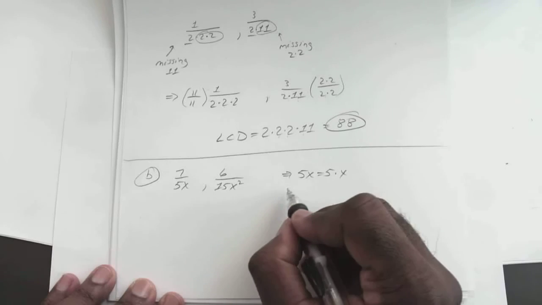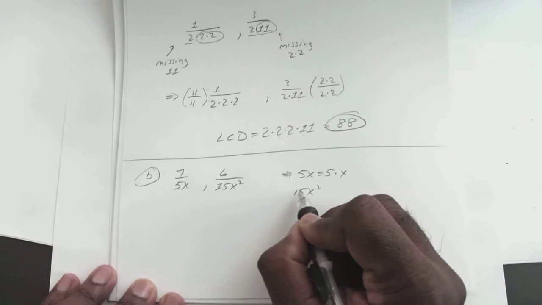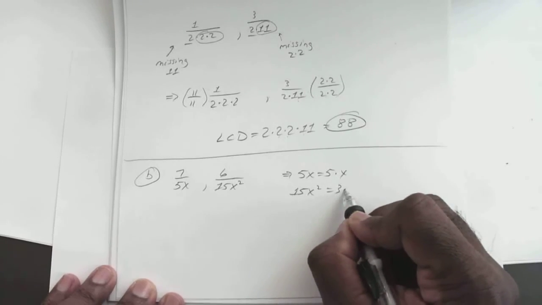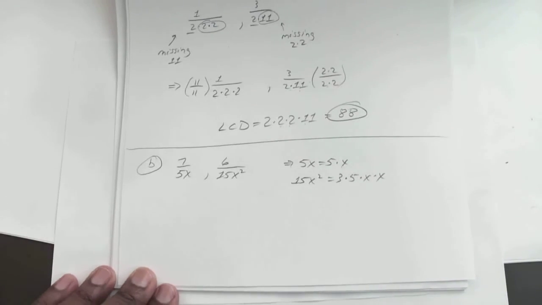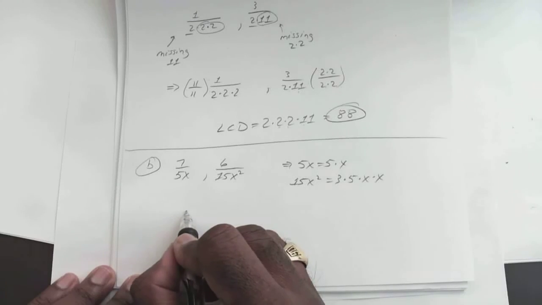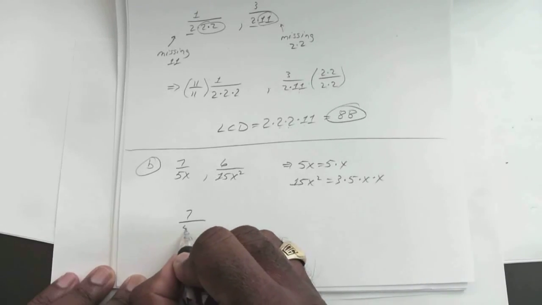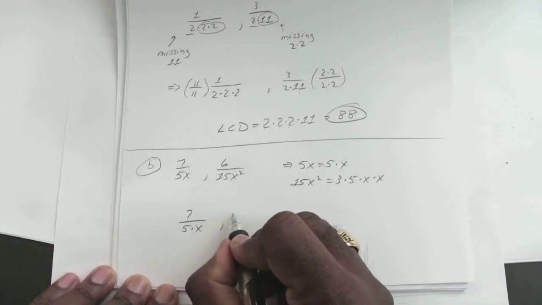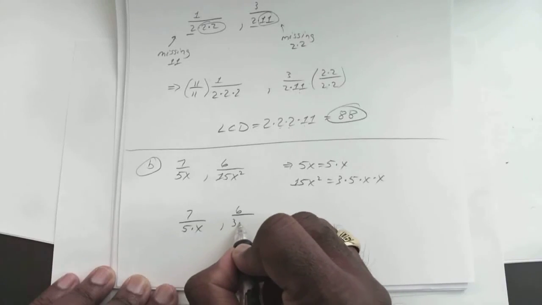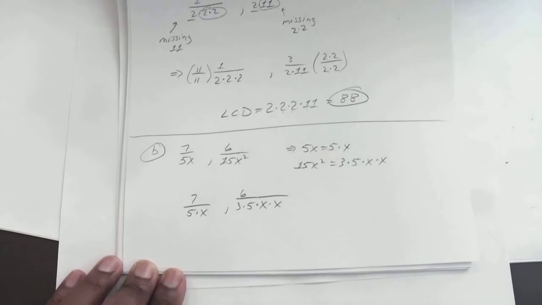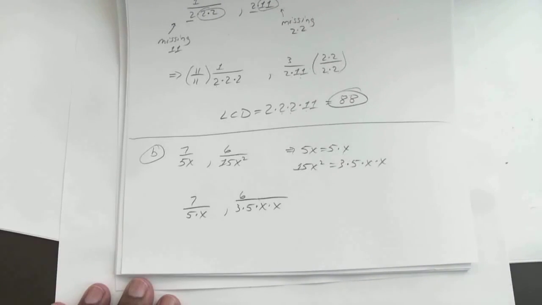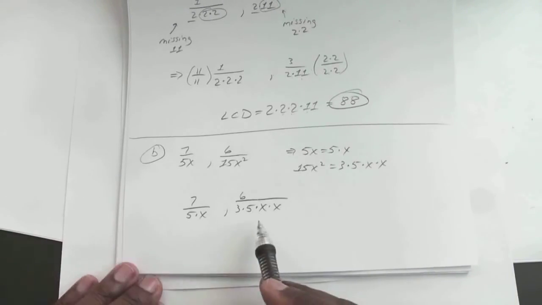And straighten that up. And 15x squared is just 3 times 5 times x times x. So if we rewrite this, you have 7 over 5 times x, and you have 6 over 3 times 5 times x times x. Running out of paper, so we're just going to write in what's missing.